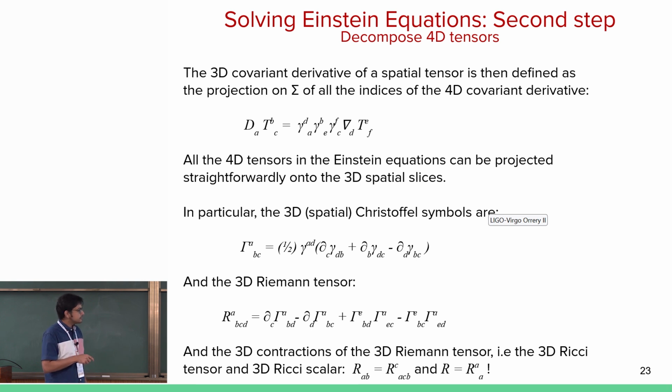And the 3D Christoffel symbols have the same familiar form as they do in 4D, except now you replace the space-time metric with the spatial metric. And so does the 3D Riemann tensor, as well as the Ricci tensor and the induced scalar.